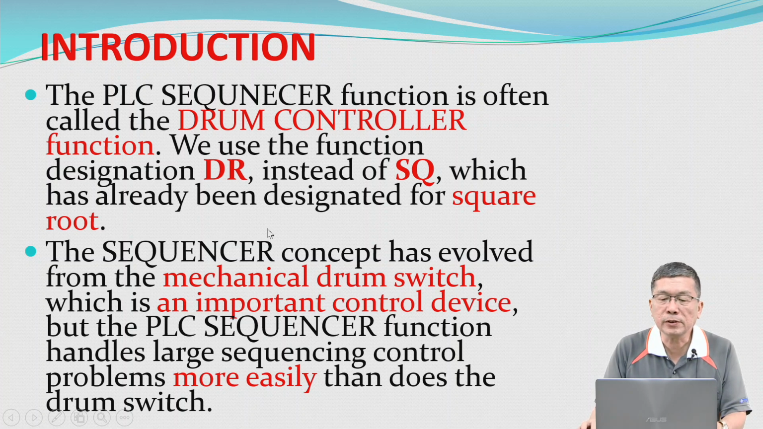The PLC sequencer function is often called the drum controller function. We use the function designation DR instead of SQ, which has already been designated for square root. The sequencer concept has evolved from the mechanical drum switch, which is an important control device, but the PLC sequencer function handles large sequencing control problems more easily than does the drum switch.